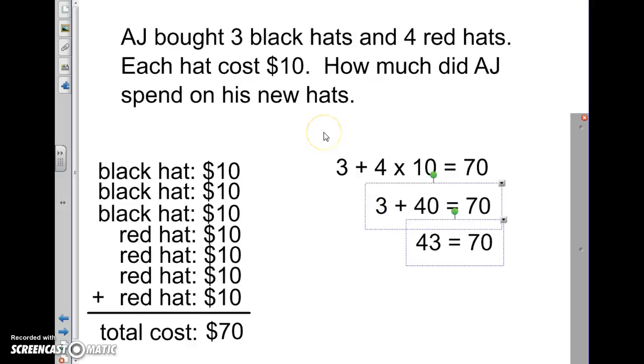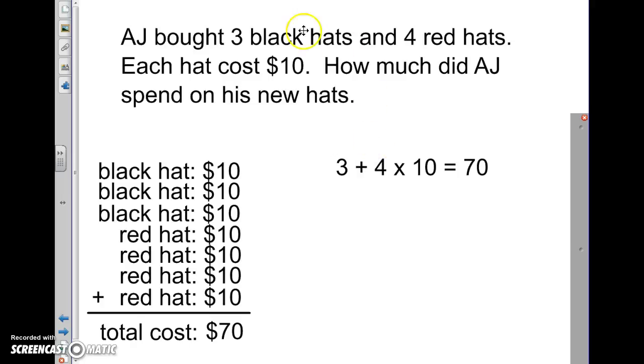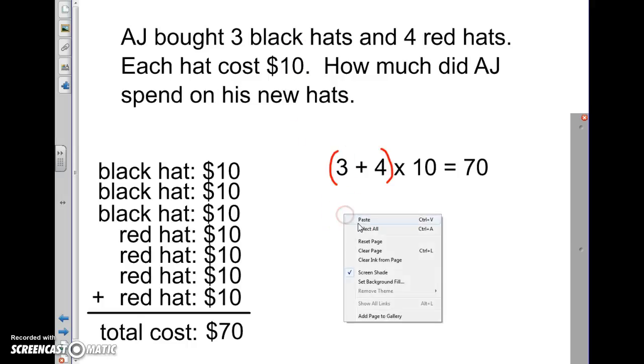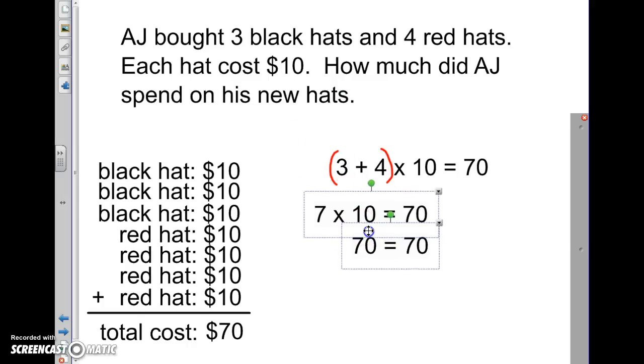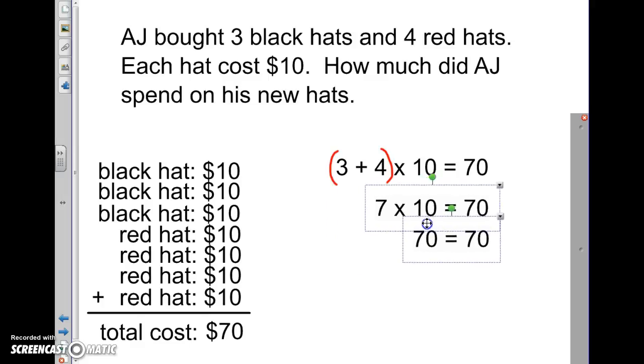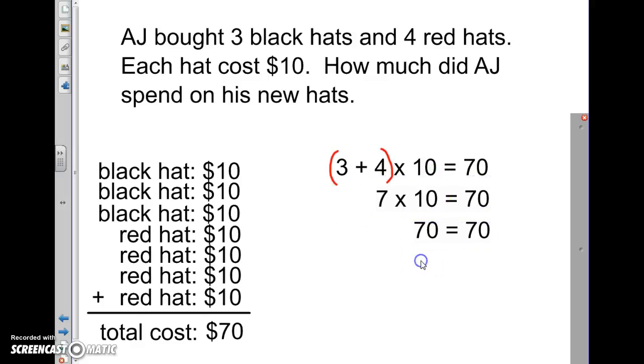So what if we put parentheses here? Remember, we want to know what the total hats are first before we figure out the cost. It's $10 for each one of the total amount of hats that he got. So if we put parentheses around here, which will make us add first, then it should look more like this.